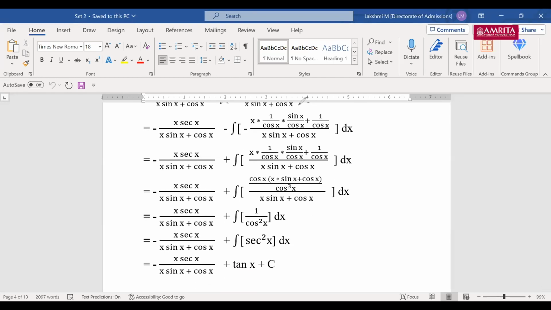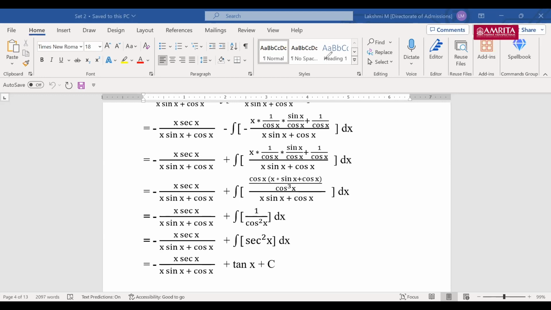So once I have substituted it as 1 by cos x, sin x by cos x and 1 by cos x, these terms are getting cancelled. The x sin x plus cos x term is getting cancelled and what I'm getting is 1 by cos square x. So you know it's sec square x and the value is tan x.